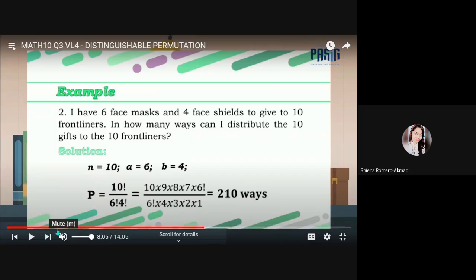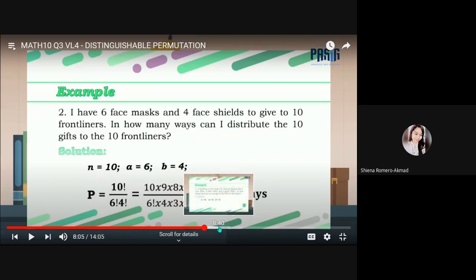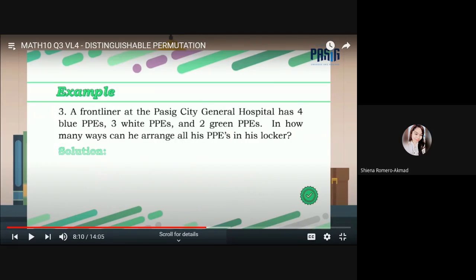So going back to our pre-test earlier, no, let's just do the post test. Straight to the post test. We'll have number 3: a frontliner at the Pasig City General Hospital has 4 blue PPEs, 3 white PPEs, and 2 green PPEs. We cannot distinguish which PPE is which, because they look the same, with no difference except color. So we consider them as the same.